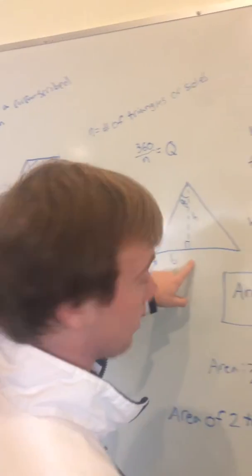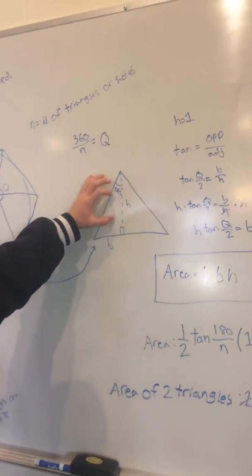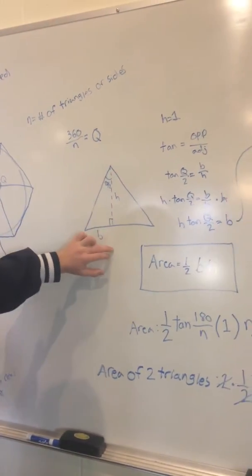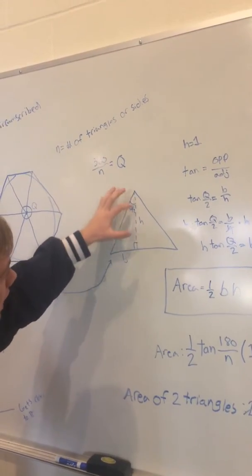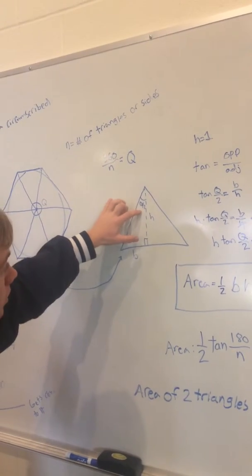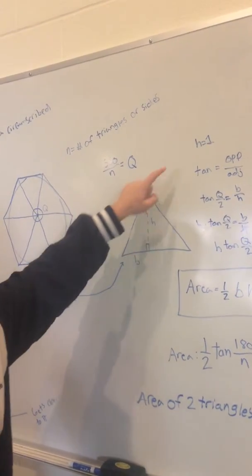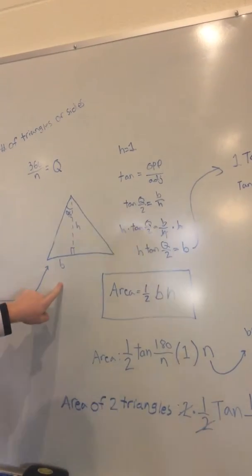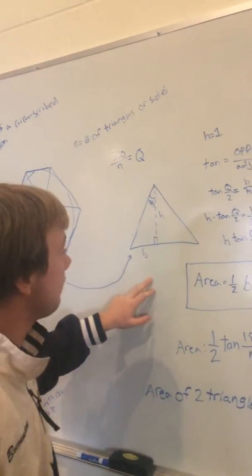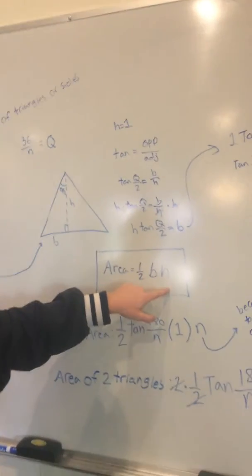If you bring over this triangle, you can split it up to be able to do SOHCAHTOA, and to do that you need a 90 degree angle. So you put a line down the middle, and you have Q/2, and that's the height. You know that the height is 1 because you're solving for a radius of 1, and the base.